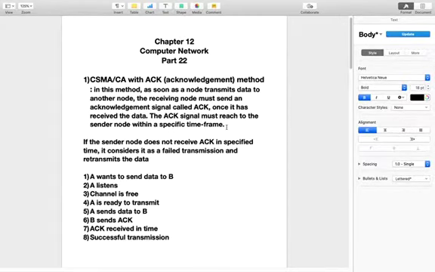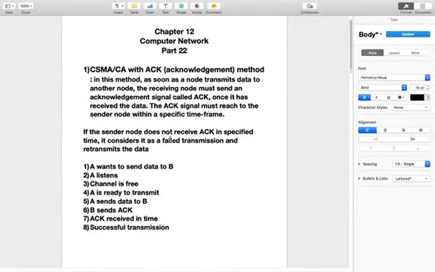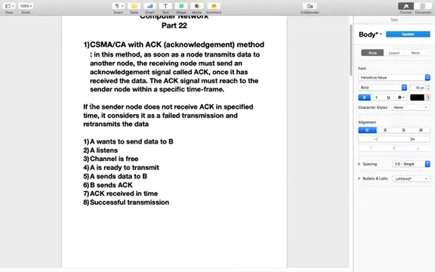Whenever a node transmits data to another node, the receiving node must send an acknowledgement signal that the data is received fully. To do this we use the following algorithm. If the sender does not receive an ACK in a specified time, then it considers it a failed transmission and we have to retransmit the data. So if the receiver does not send the ACK in a particular time, it means the transmission has failed, and we have to retransmit the data.